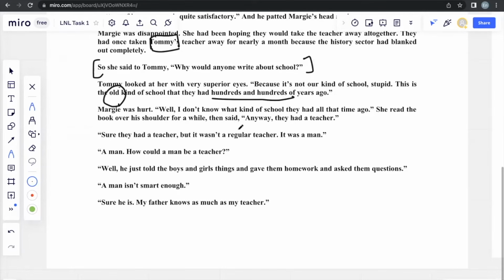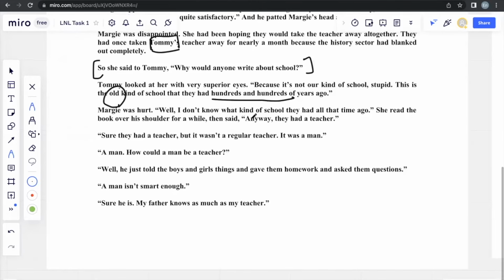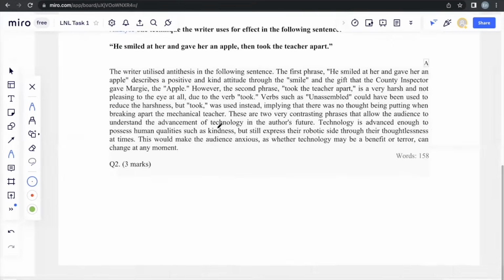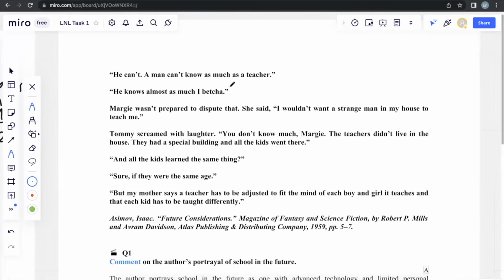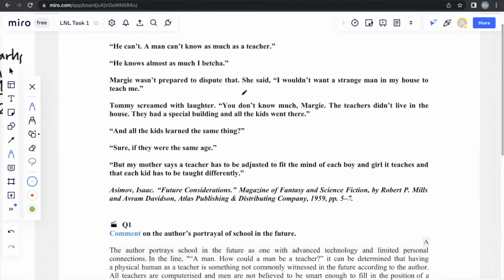Margie believes that a human is not capable of educating students, that they're not smart enough to be able to pass on any sort of information or any sort of knowledge, and that only humanoid teachers are capable of doing that. "He can't. A man can't know as much as a teacher." "He knows almost as much, I betcha." Margie wasn't prepared to dispute that.